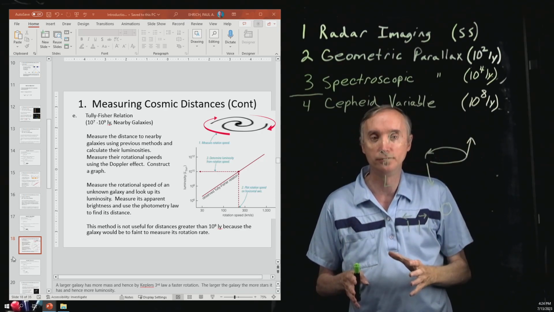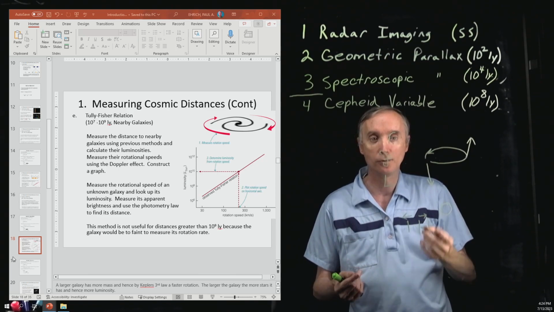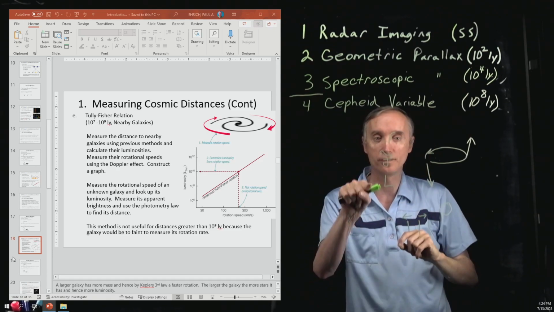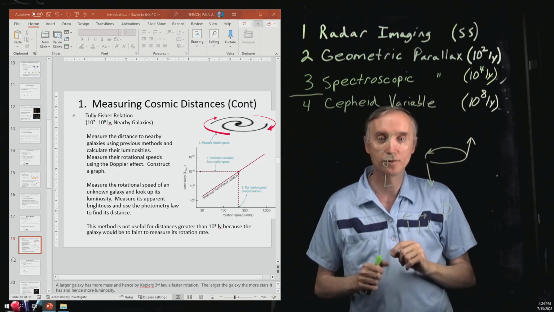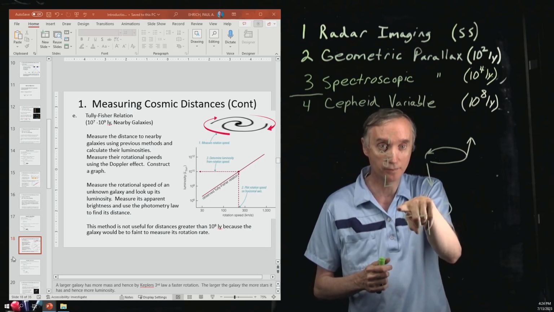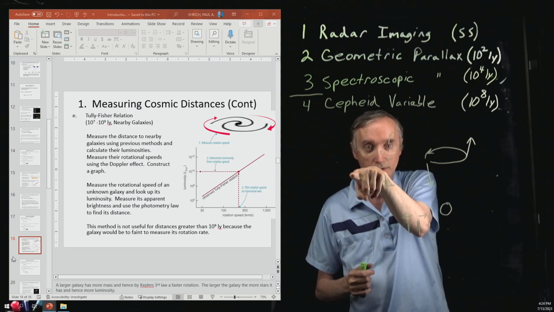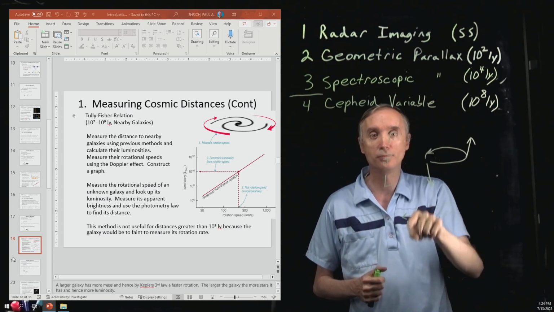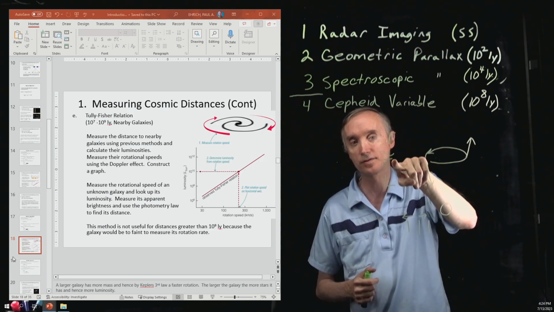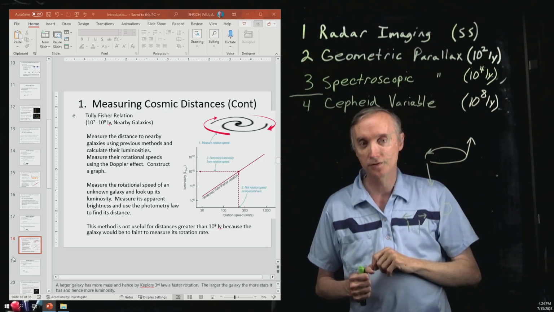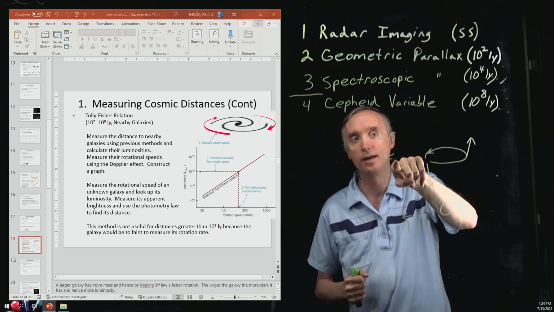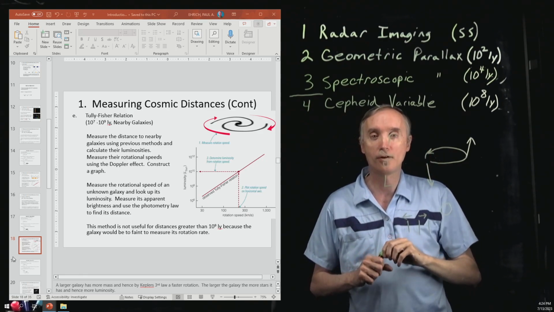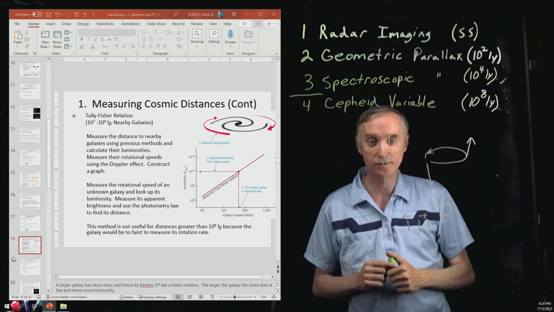All we've got to do is, using the Doppler effect, measure how fast it is rotating. Then we go to this chart here, find the rotation rate on the bottom, bounce it off the curve, and that tells us the real brightness of that galaxy. We can measure the apparent brightness of the galaxy with the photometer. So now we've got this one and this one, and we can use the photometry equation to get r, and now we know how far away this unknown galaxy is.